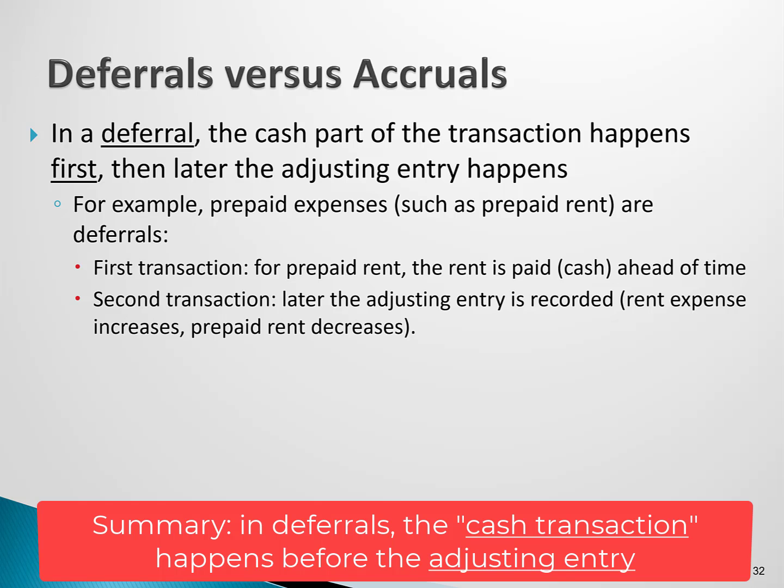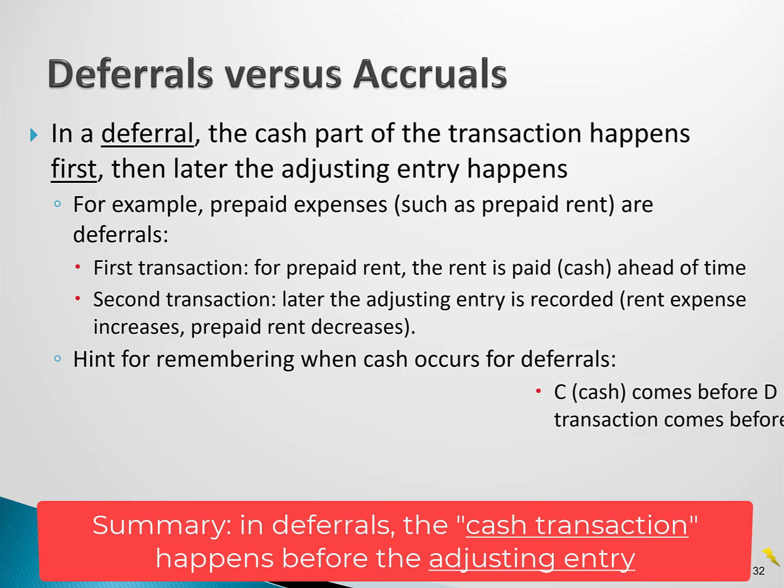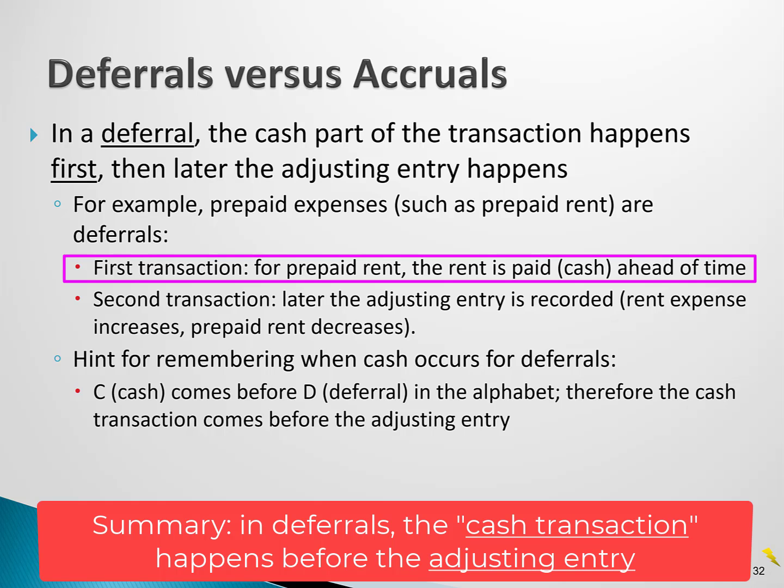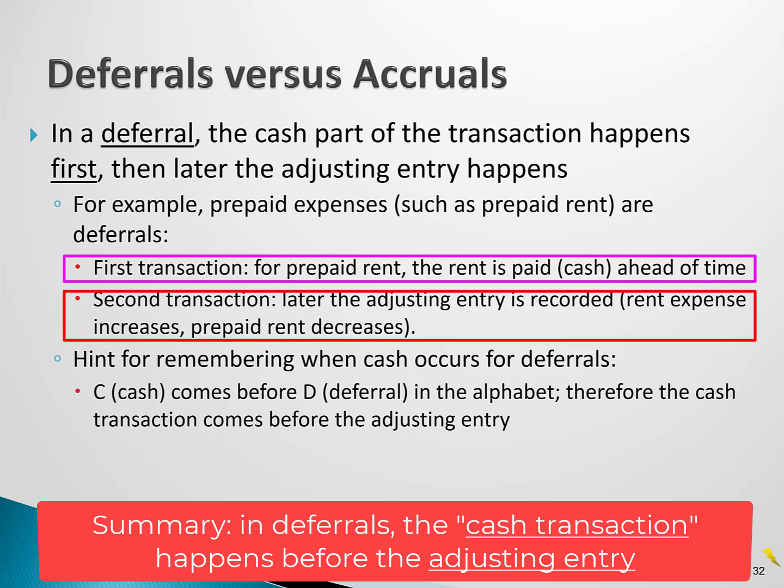So here's a hint about deferrals. It depends when the cash transaction happens. So cash, which starts with the letter C, comes before the letter D, which is a deferral. So C comes before D in the alphabet. Therefore, the cash transaction comes before the adjusting entry. See up above, the first transaction, you pay for the prepaid rent, so that's the cash portion. And then later, at the end of the month, you do the adjustment to show how much of the prepaid rent you've used up.